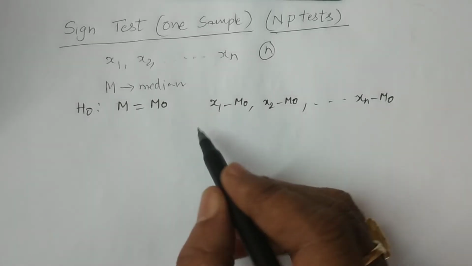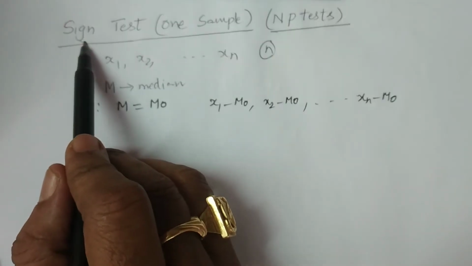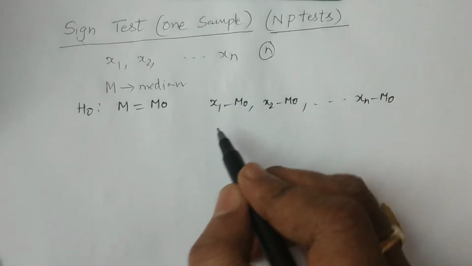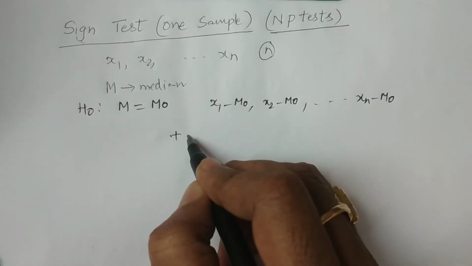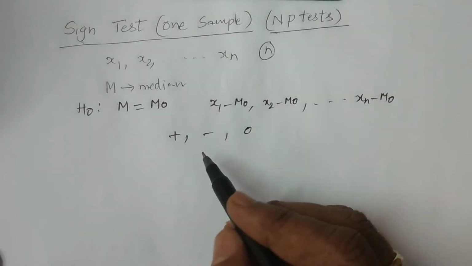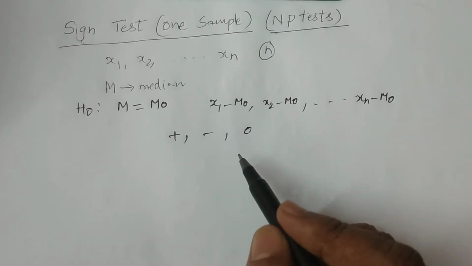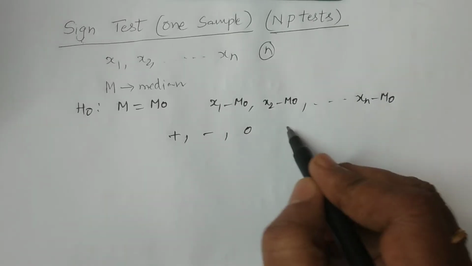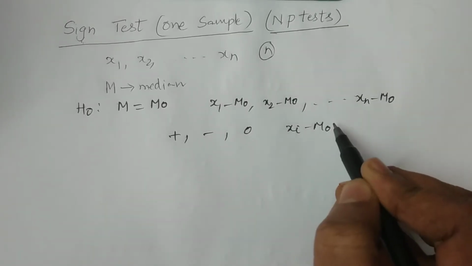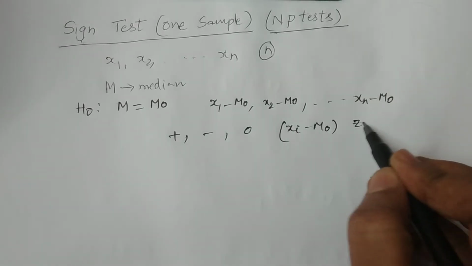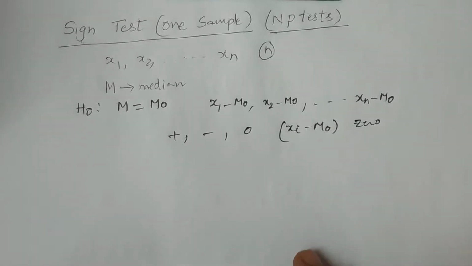Then we have to observe the sign, that is the sign test. It is a sign test. Therefore, we have to observe the signs. You may get some positive signs, you may get some negative signs, or you may get some zeros. So if you have observed the signs, plus, minus, etc., and if any xi minus M naught is 0, then we have to omit those observations from the remaining calculations.